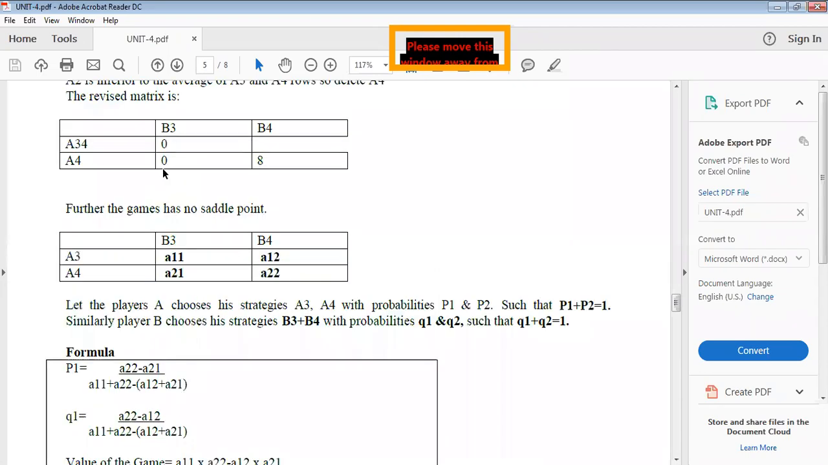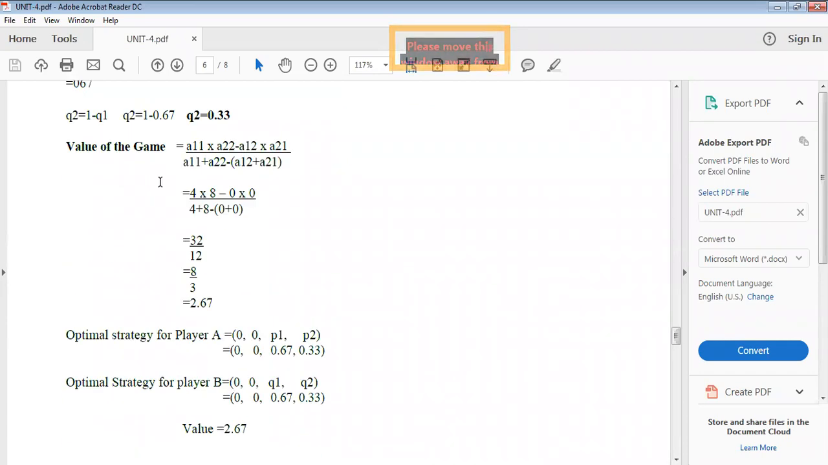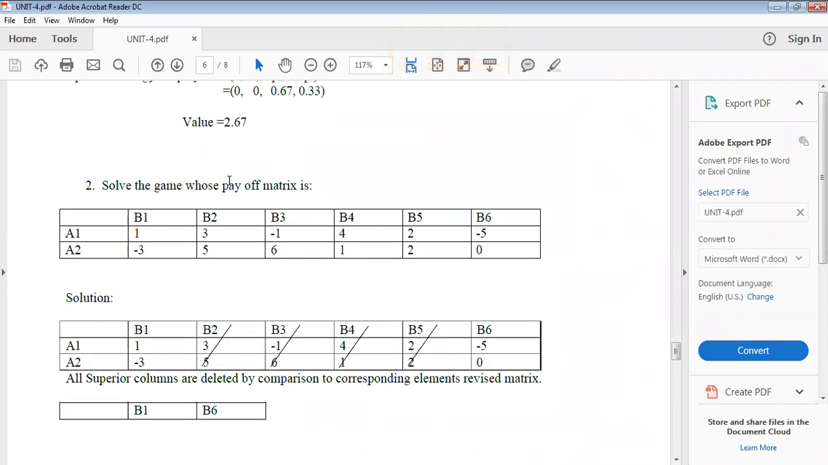For this, there is a good book, that is Operations Research by Kalavathi. Here you can find one more problem. Solve the game whose payoff matrix is B1, B2, B3, B4, B5, B6, with rows 1, 3, minus 1, 4, minus 1, and 4, 2, minus 5 for A2.